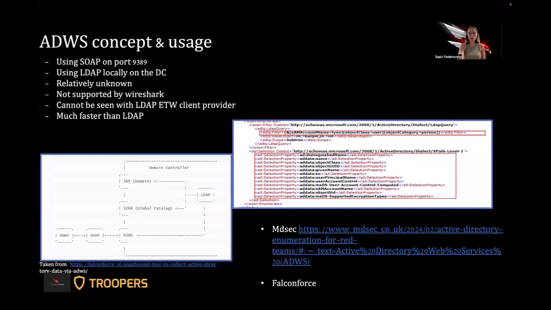So basically what's going on is that we have this message going on port 9389. This is just SOAP XML. And the minute it gets to the DC, the DC unwraps it and runs the LDAP query locally on itself. So as I said, this is pure LDAP. We just don't see it in our traffic.